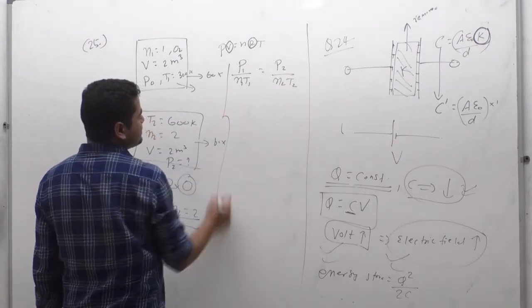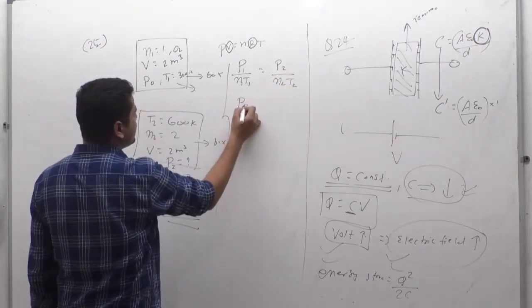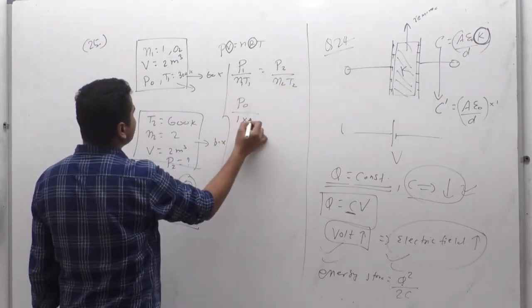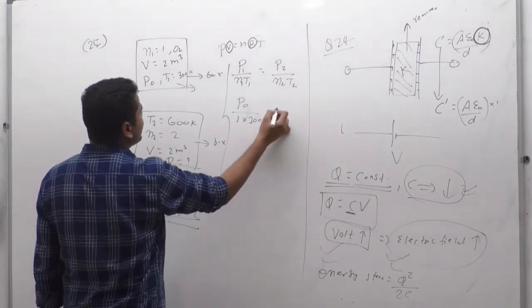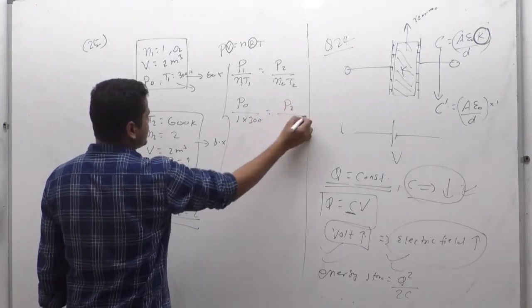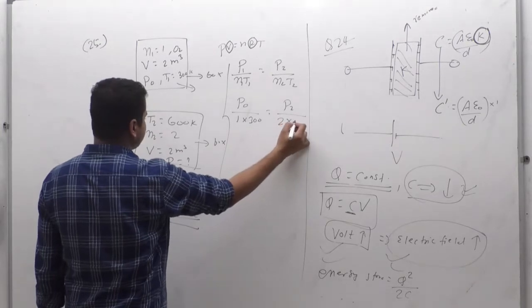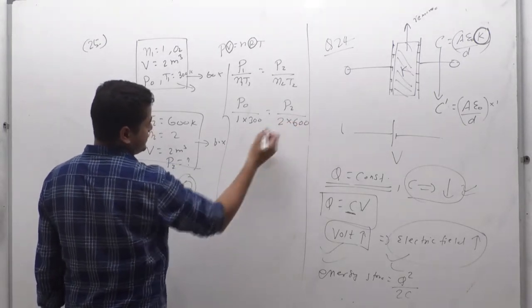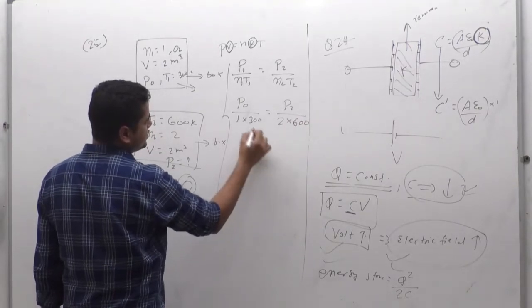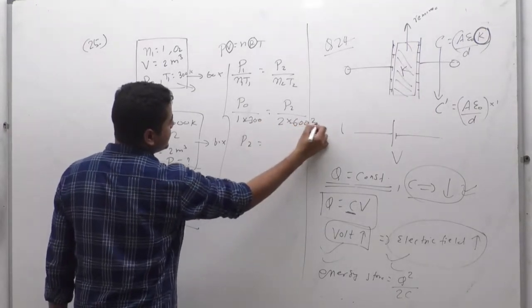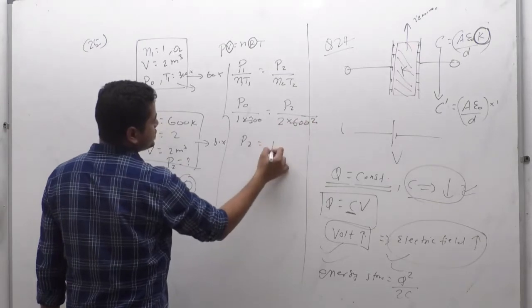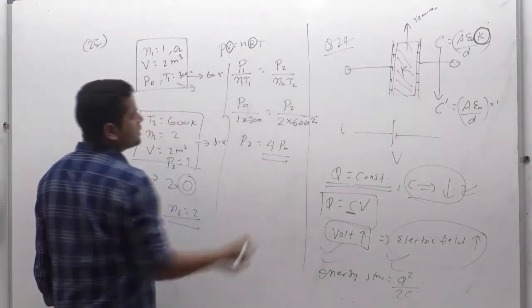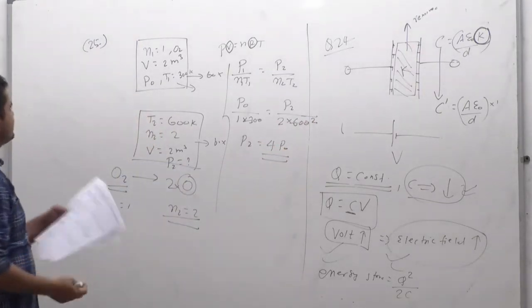Just put the values. What is P1? P0. What is the number of moles? 1. What is the temperature? 300. What is P2? We don't know. What is N2? 2. What is the temperature T2? 600. So P2 is equal to 300 into 2 is 600, so 2 into 2 is 4. So P2 equal to 4 P naught. So that should be the answer of question number 25.